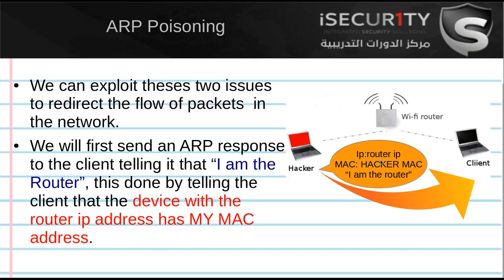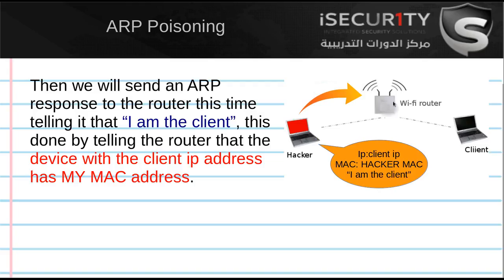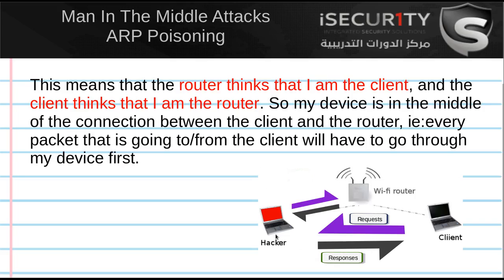This will cause the client to, instead of sending the packets to the router, start sending the packets to us, because we told it the device with the router IP is me, has my MAC address. After that, we're going to do the opposite to the router. We're going to tell the router that I am the client. We'll do this by telling the router that my IP is the client's IP and that client has my MAC address. The communication of packets is done through the MAC address, so the Wi-Fi router will start sending any packet that's meant to go to the client to us instead. This will redirect the flow of packets through our device.